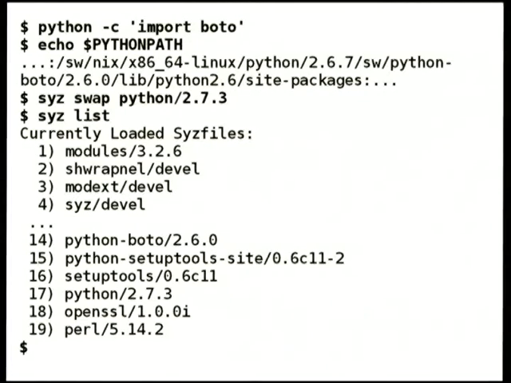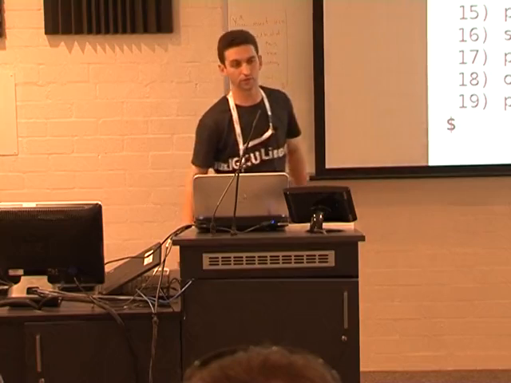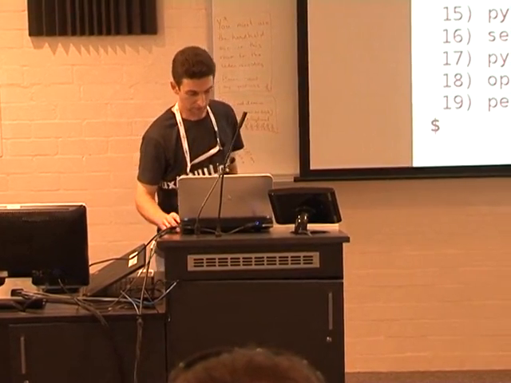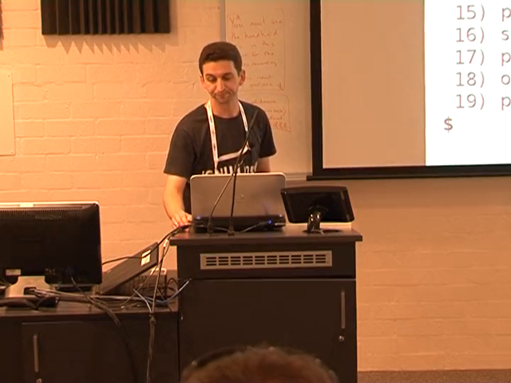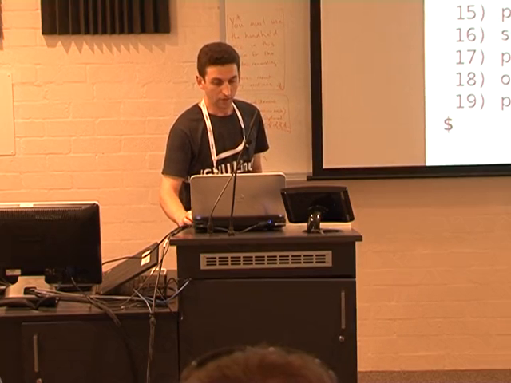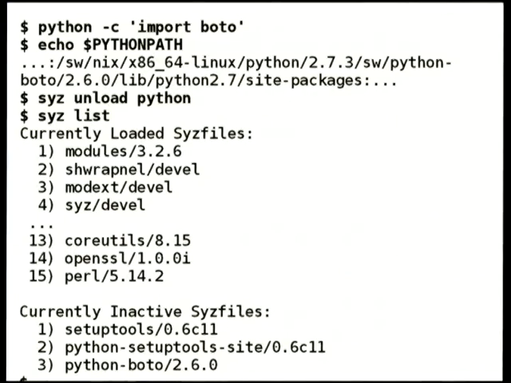If we decide, okay, now I want Python 2.7 instead of Python 2.6, I can swap that out. And in this case, you can see that now the list of packages is again basically the same, except that we've swapped out for Python 2.7 and it's pulled in these two extra dependencies. The Perl is only because OpenSSL has Perl scripts in it. So now if we try to use the Boto module, it still works.